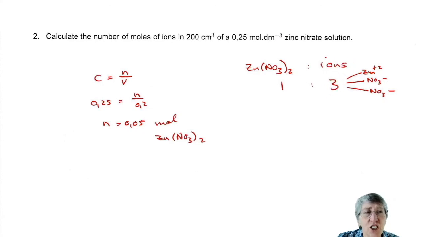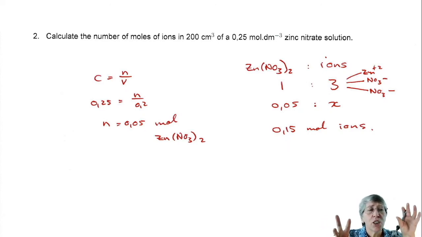And then it's easy just to take your 0,05 that you worked out here, and times 3 is going to give you 0,15 mole of ions. So that is when you go from one substance to another, but there's no equation. You have to find the ratio yourself.